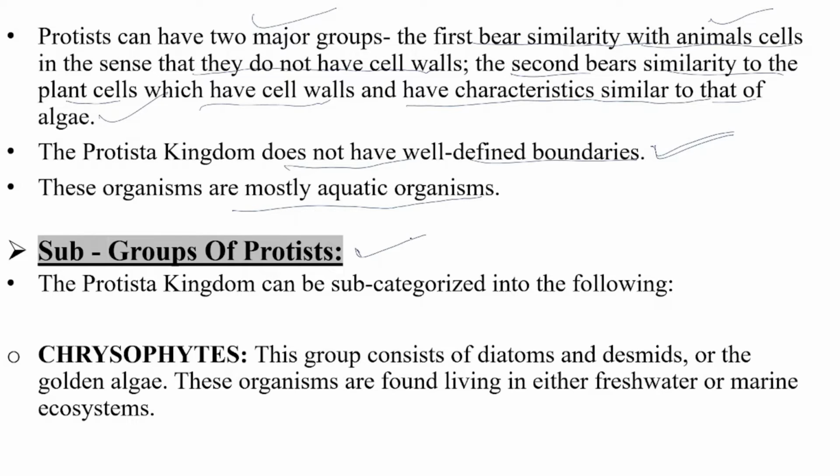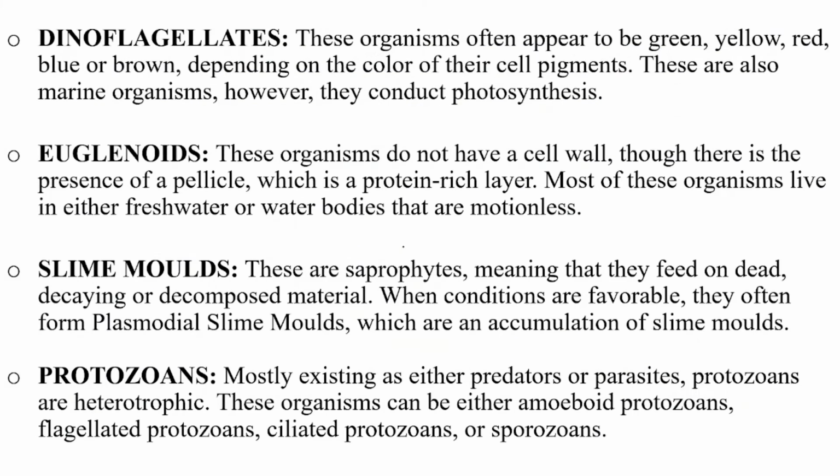Subgroups of protists. They are subcategorized, and the first one is chrysophytes. This group consists of diatoms and desmids, or golden algae. These organisms are found living in either freshwater or marine ecosystems. Then come dinoflagellates. These organisms often appear green, yellow, red, blue or brown in color, depending on the color of their cell pigments. These are also marine organisms, and they conduct photosynthesis.